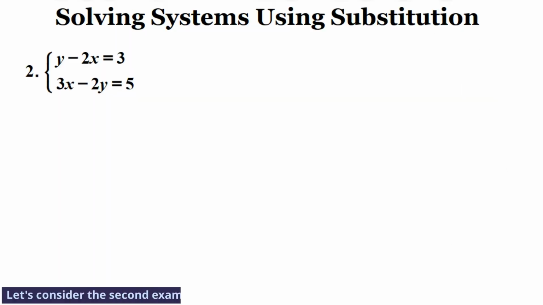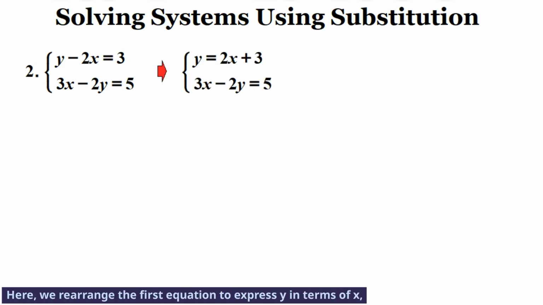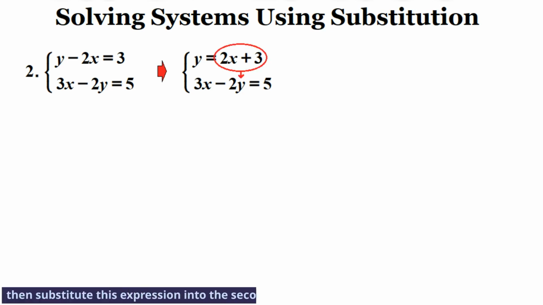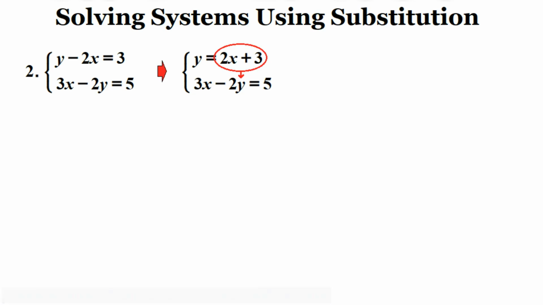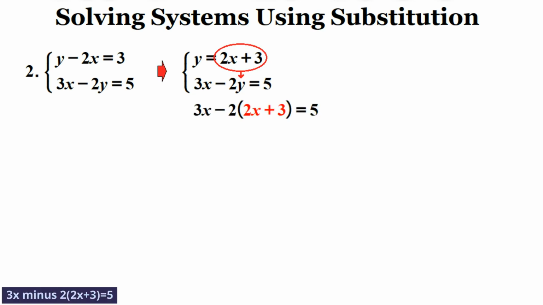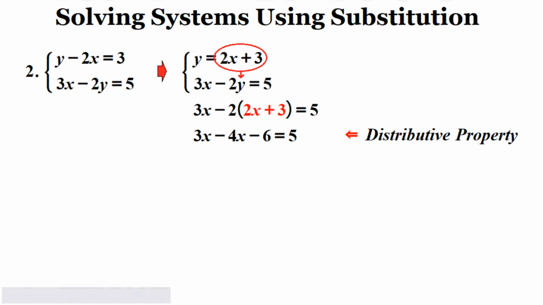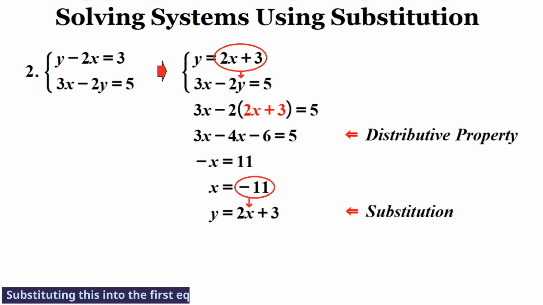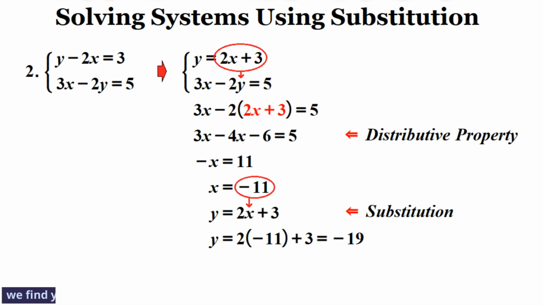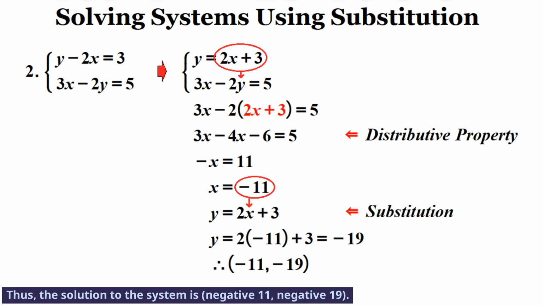Let's consider the second example. Here, we rearrange the first equation to express y in terms of x. Then substitute this expression into the second equation. 3x minus 2(2x plus 3) equals 5. Distributing and simplifying, we find x equals negative 11. Substituting this into the first equation, we find y equals negative 19. Thus, the solution to the system is (negative 11, negative 19).